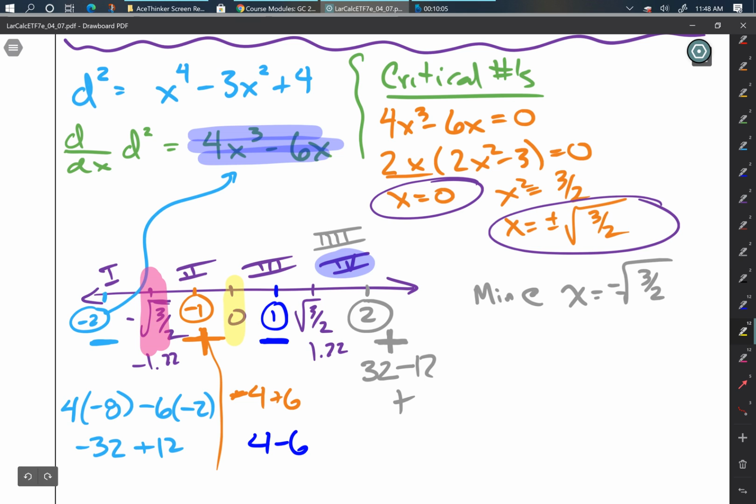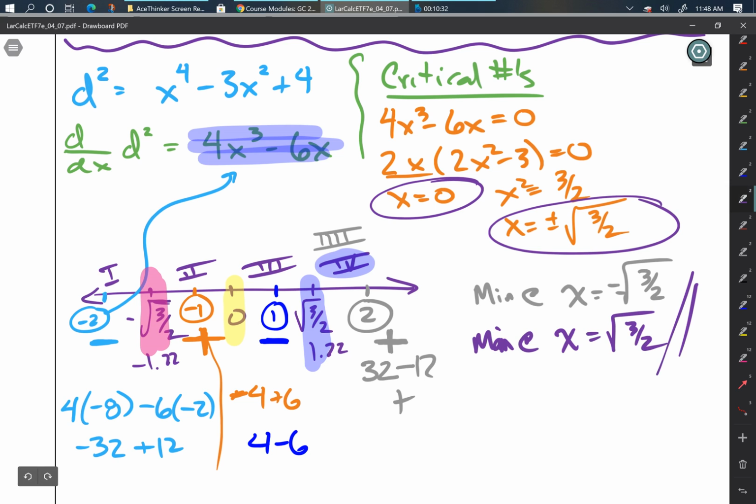Okay, this was also a critical number. To the left of it, the first derivative is positive. To the right, the first derivative is negative. So that's a maximum of some sort. So we don't want that. And then this is our third critical number. To the left, the first derivative is negative, decreasing. To the right, the first derivative is positive, increasing. So that's also some sort of a minimum. So we have another minimum at x equals positive root 3/2.